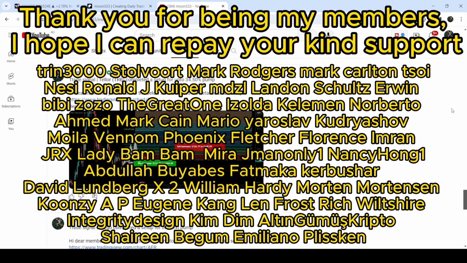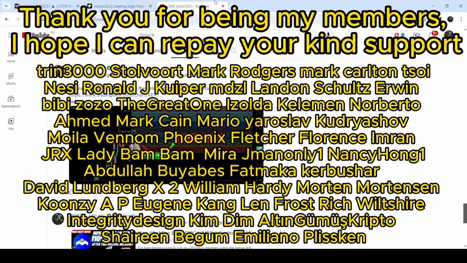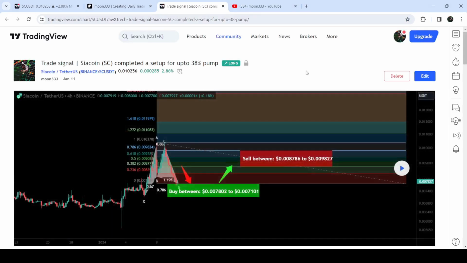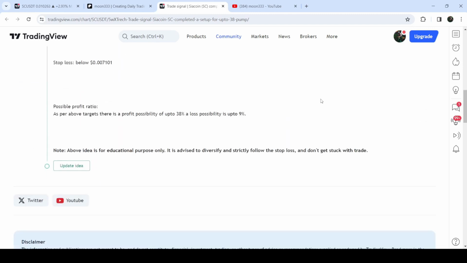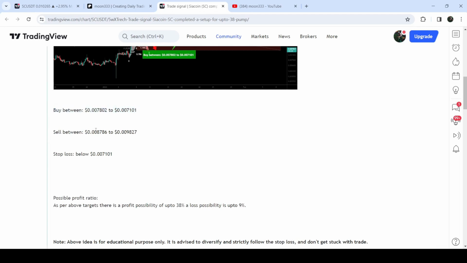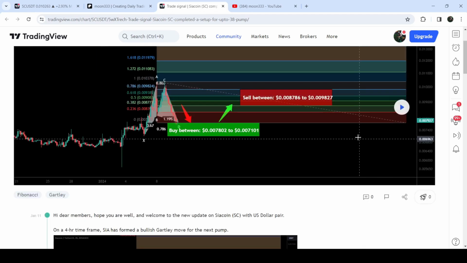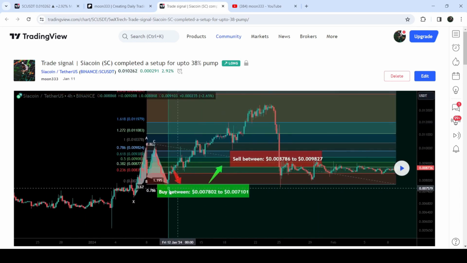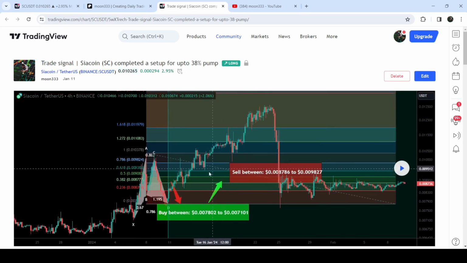So let's start the analysis. And first of all, let me begin with my most recent trade signal for Siacoin that I shared on 11th of January 2024 in the previous month. And that was a harmonic bullish reversal Gartley pattern that Siacoin formed on a 4-hour time frame chart with US dollar pair. And this was the complete trade setup. This was the buying range, the sell target zone and the stop loss. And now if I play this chart, then you can see that the price started a very nice reversal from this buying zone and rallied beyond the sell target zone.